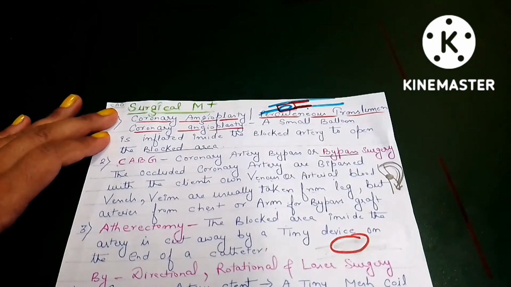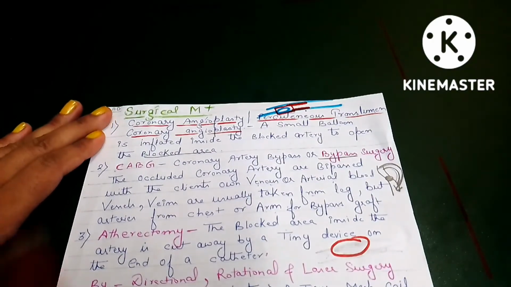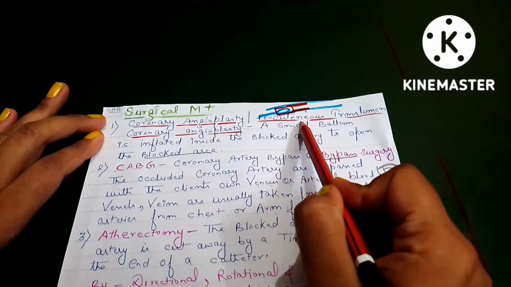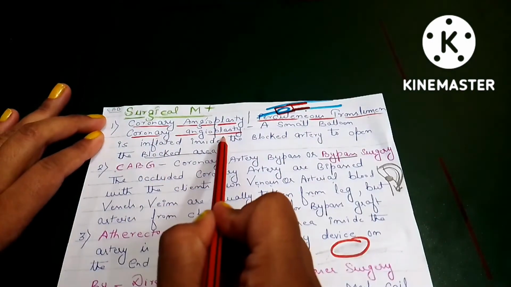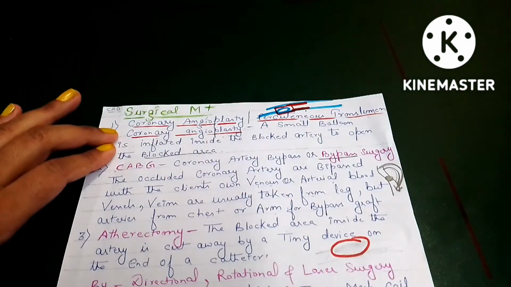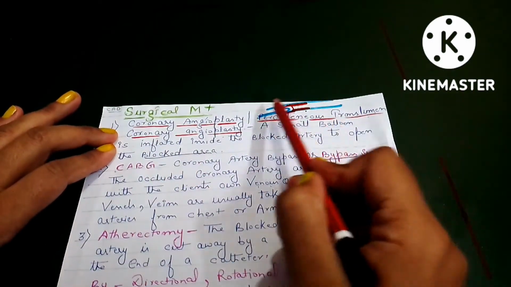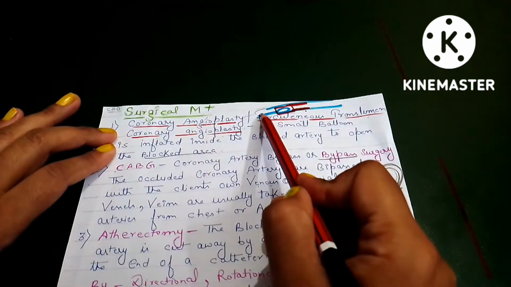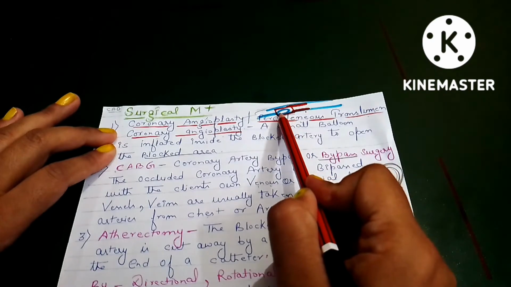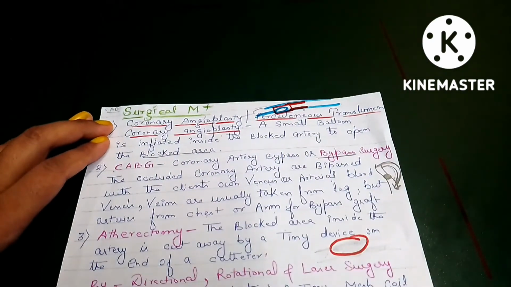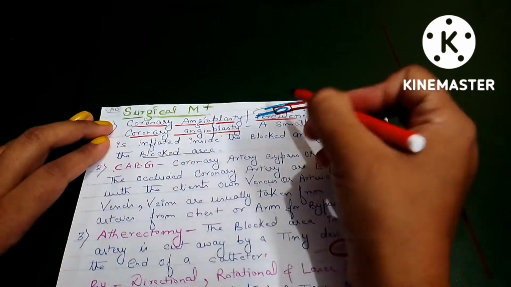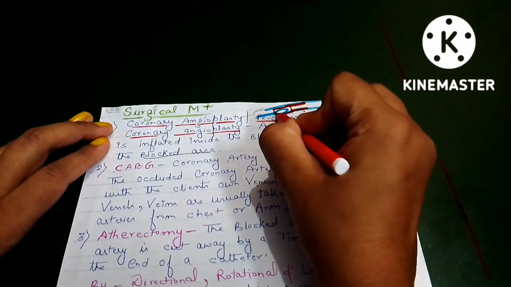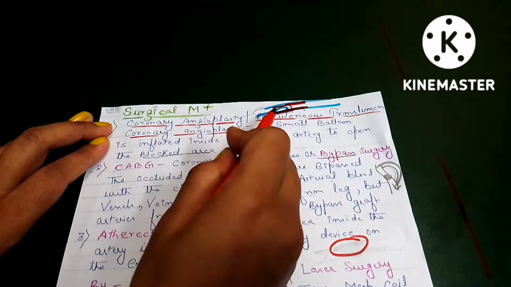The first surgery is coronary angioplasty. We can call it percutaneous transluminal coronary angioplasty. In this procedure, through a coronary artery, a wire with a balloon is inserted into our coronary artery, so that the plaque which is deposited in the walls of our artery gets compressed by the balloon.